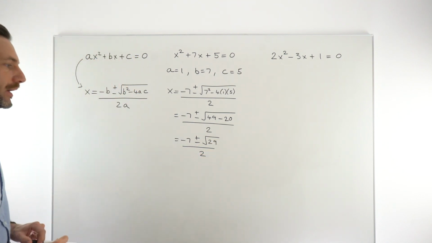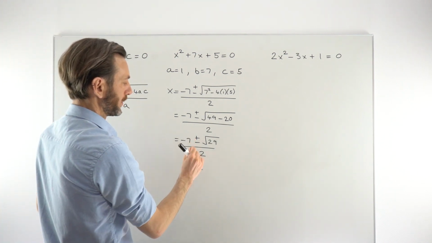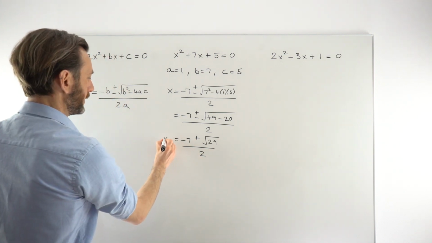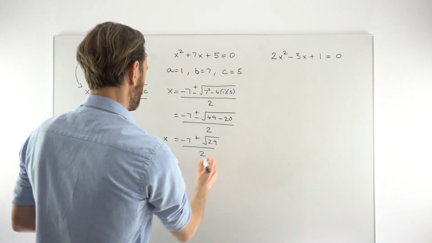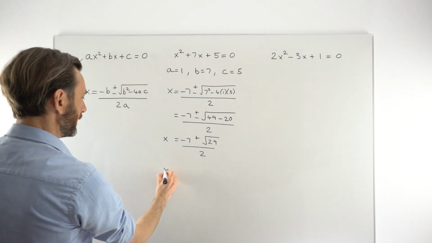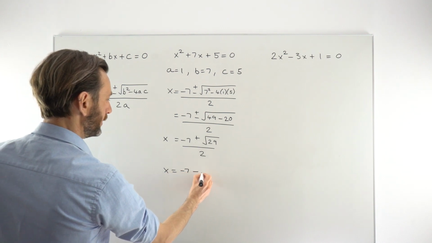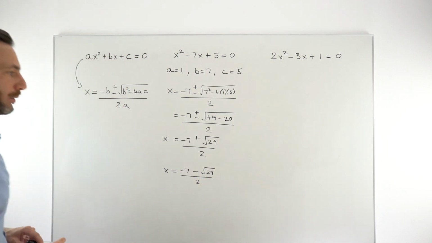All that we do at this point is then separate these out with one solution with the plus, one with the minus. So let me just take the minus out of there. So I'm going to write this as x equals that guy there. That's one solution. And the next solution, which I'll put underneath, would be the same thing, but with the negative. So x equals minus 7 minus root 29 over 2. And that would be our 2 solutions.